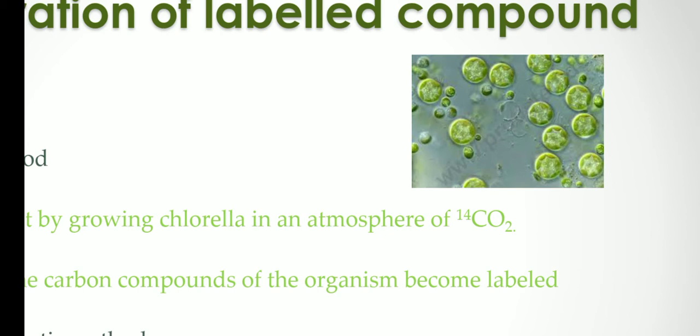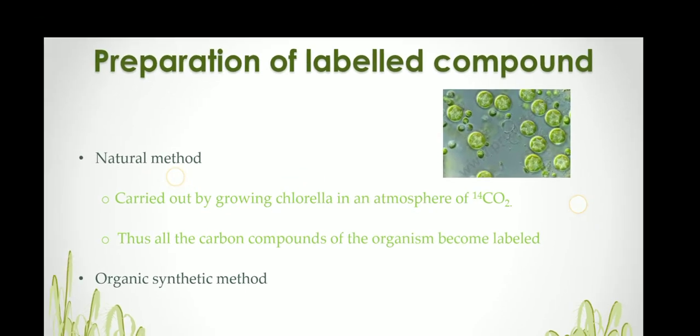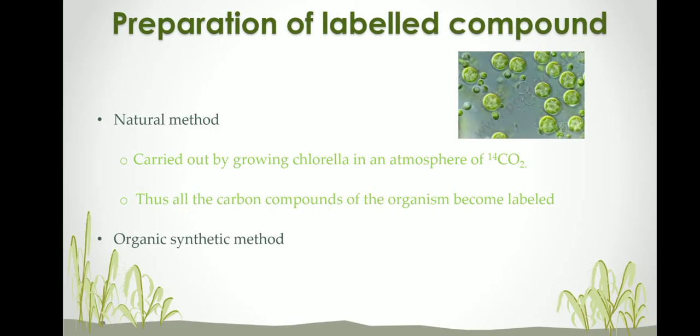To study how the biosynthetic pathways of this process take place, carbon dioxide is the main essential. The carbon in that carbon dioxide is used as 14 carbon. That is, among this, 14 carbon dioxide is used, and these plants are growing in an atmosphere of 14 carbon dioxide. So after this study all the carbons of that compounds of this organism become 14 labeled, carbon 14 labeled. That is natural method, carbon 14 labeled one by using natural method.